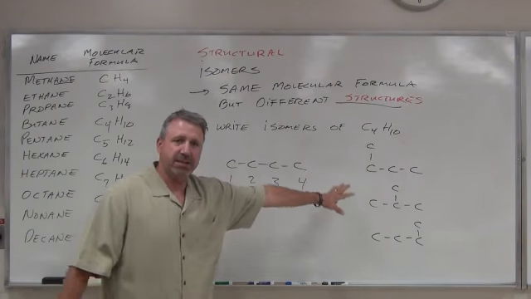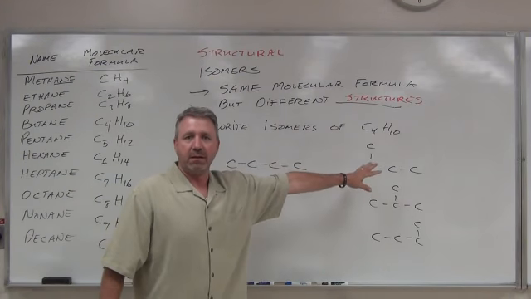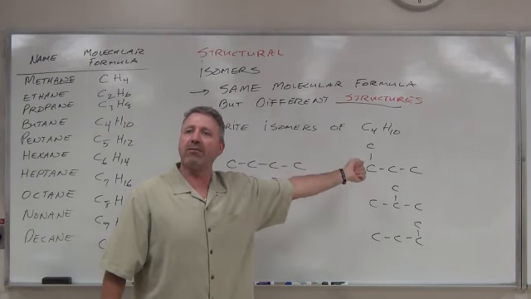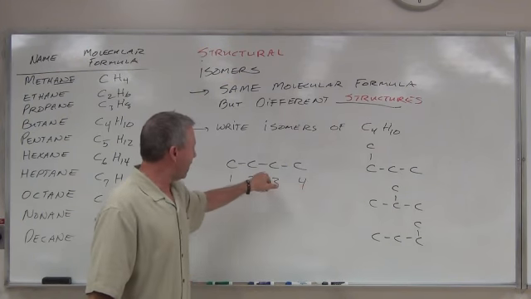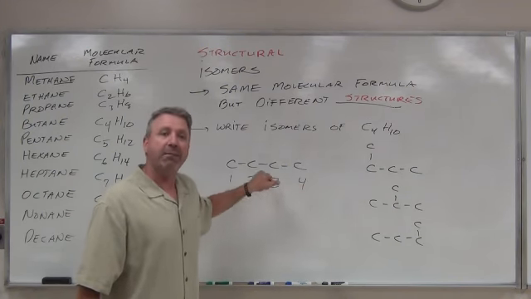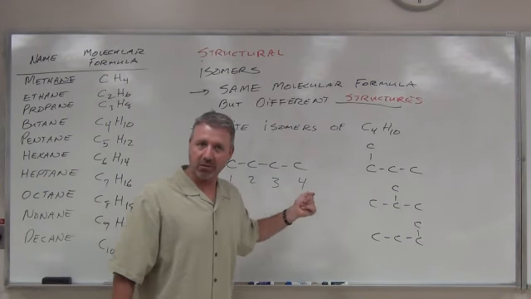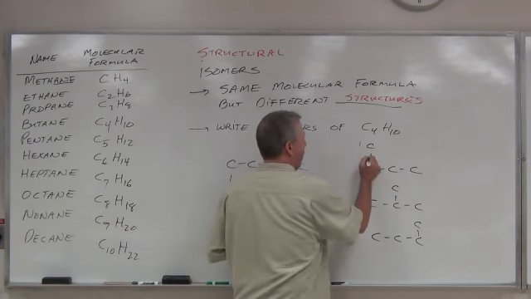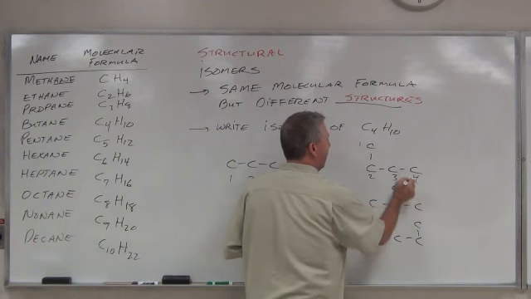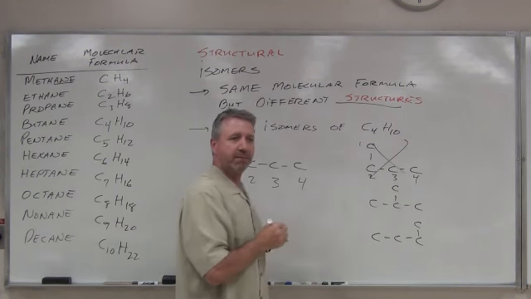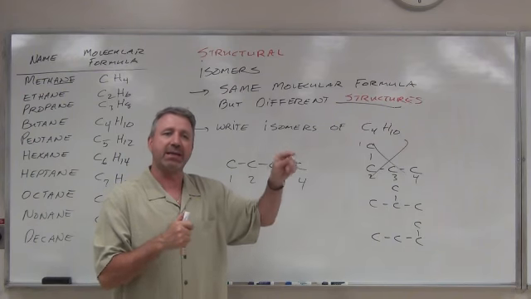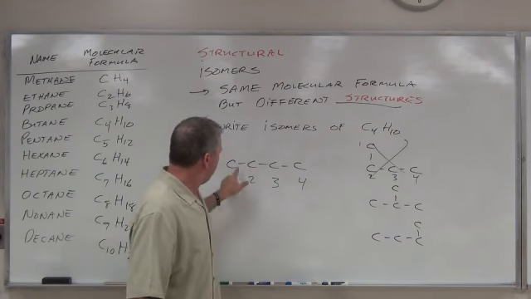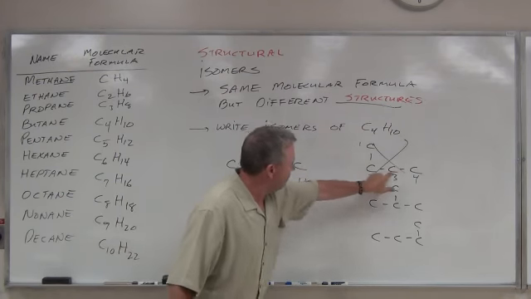Any of these forms that has a continuous chain of carbons of 4, I've already got it. Here it is. It might not look like it, but I do. 1, 2, 3, 4. I've already got that one. I didn't say it had to be straight. It's just got to be continuous. 1, 2, 3, 4. 1, 2, 3, 4.